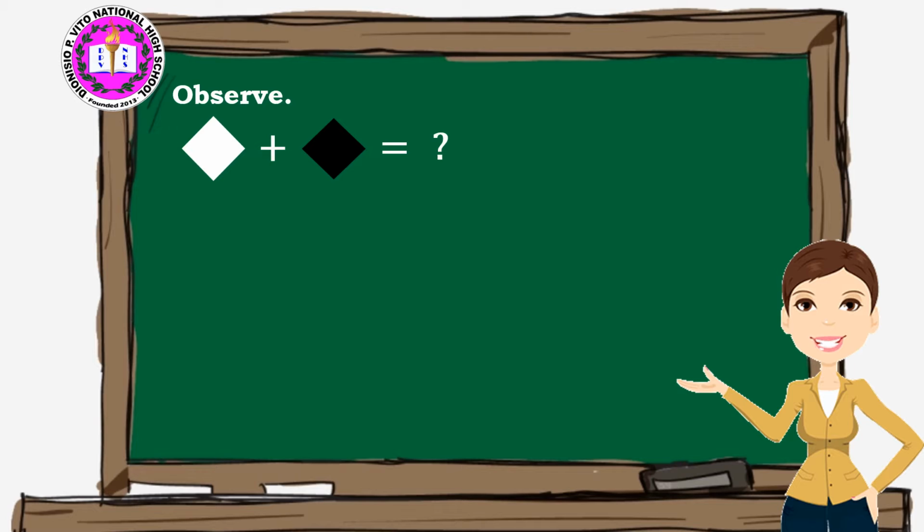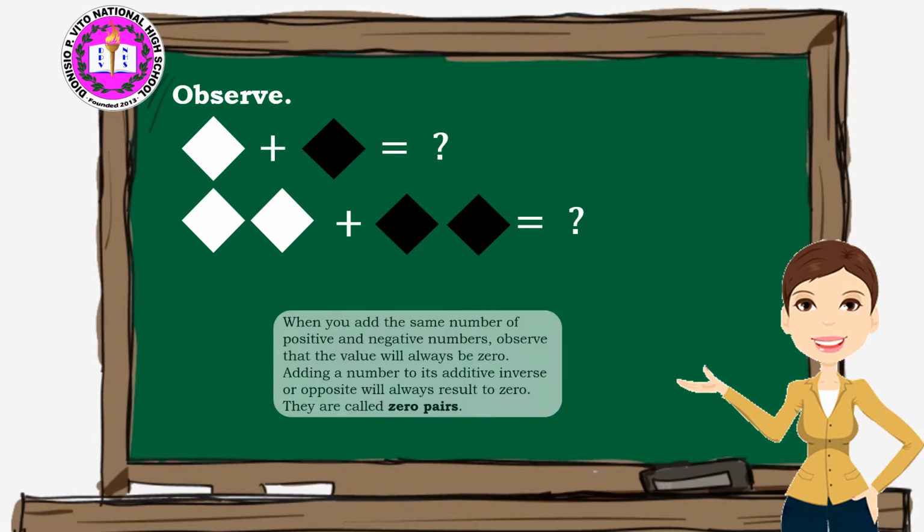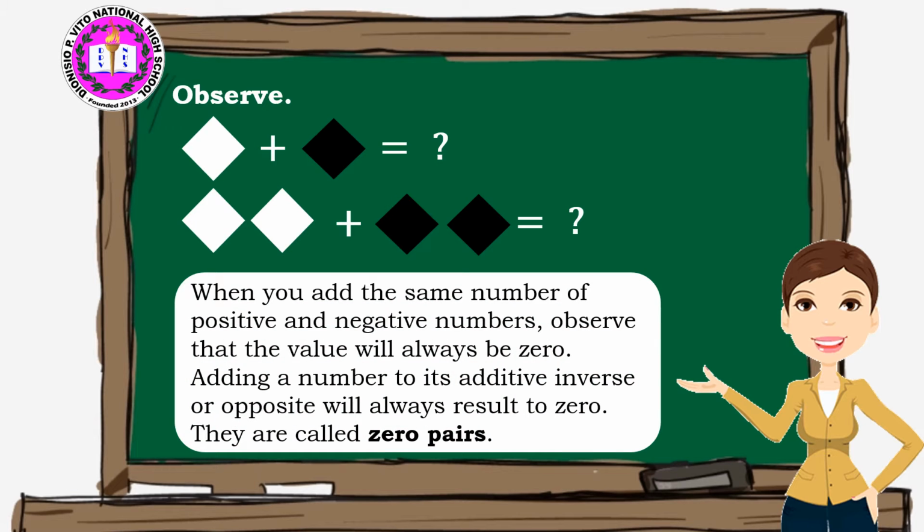Observe, we have a white diamond plus a black diamond, equal to, we have 2 white diamonds plus 2 black diamonds, equal to 0. So when you add the same number of positive and negative numbers, observe that the value will always be 0. Adding a number to its additive inverse or opposite will always result in 0. They are called zero pairs.